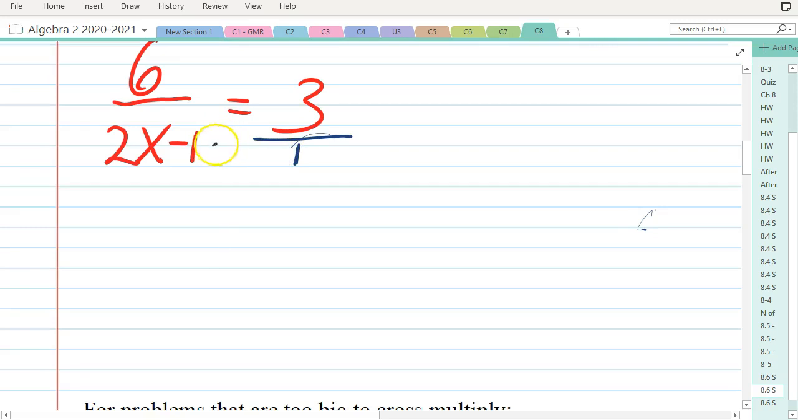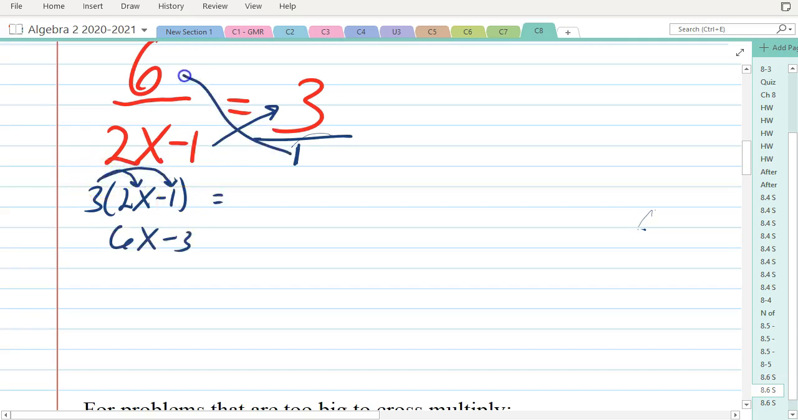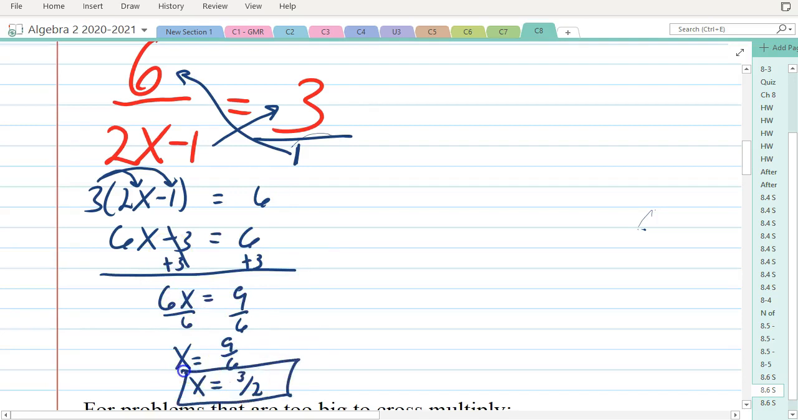The 2x minus 1 comes up and multiplies times the 3. Again, a point of mistake. People forget to distribute. Make sure you distribute. And the 1 comes up and multiplies times the 6. Now you should be able to solve this very quickly. Remember to always simplify. So if you wrote 9 over 6, you'd get it wrong because it's 3 halves.